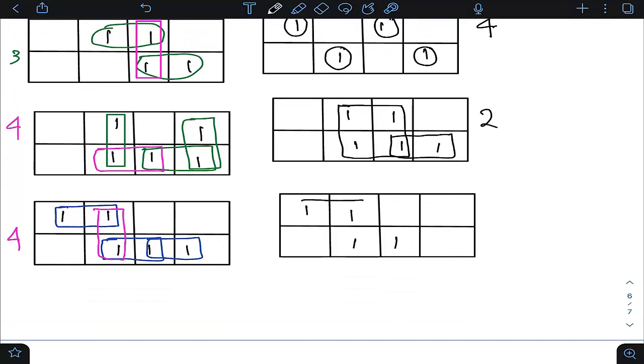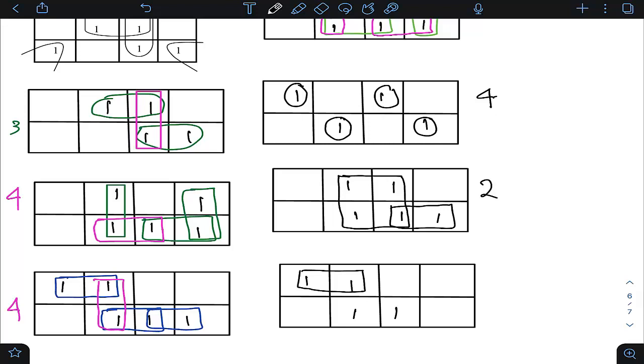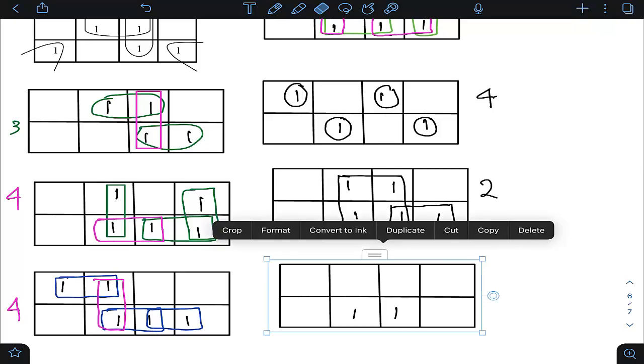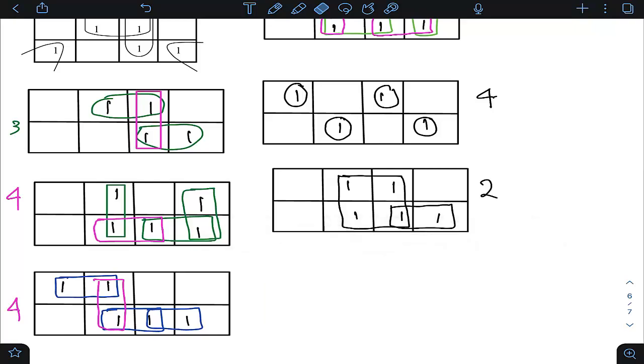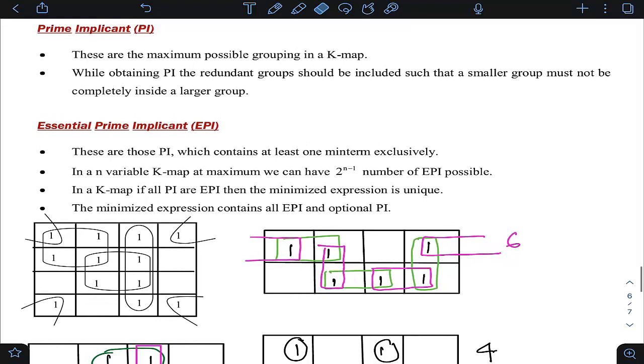Similarly, in this case, this is one group possible. I think this case I have already taken, right? Yeah, this case I have already taken, so no point in taking this again. Okay, so this is your PI. So how to find PI, we understood.